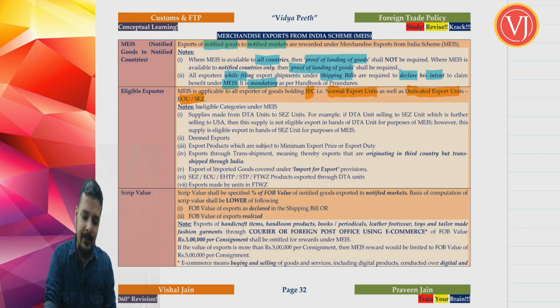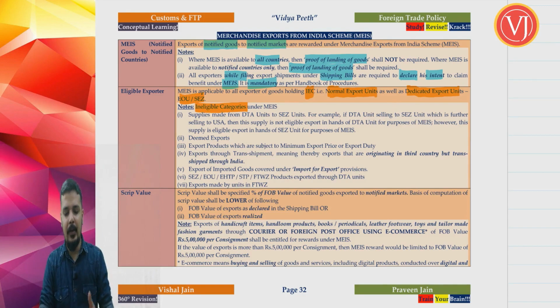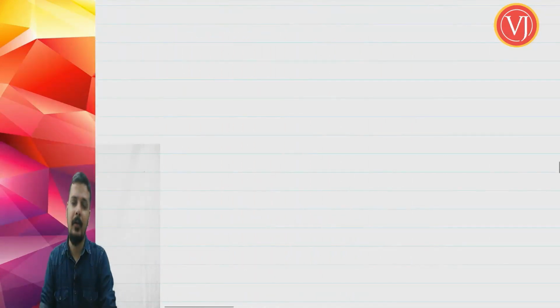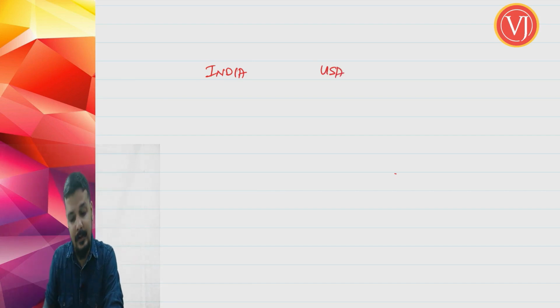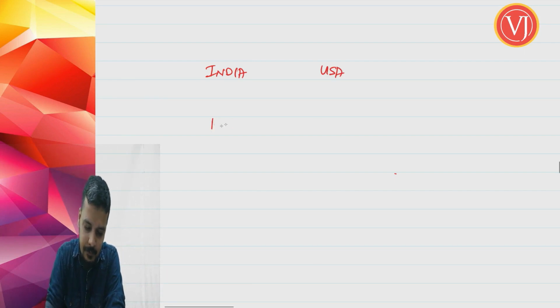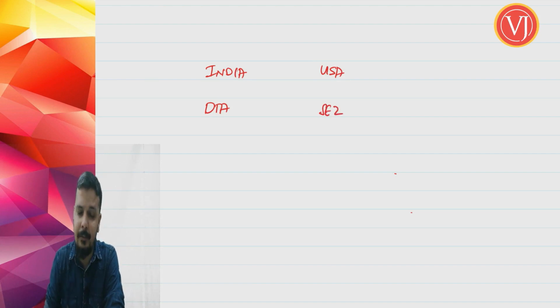Now, certain ineligible categories are there. Now, to make you understand these ineligible categories, it is a very simple way to make you understand that. So, supposing you are talking about India to USA. Are you eligible for MEIS? Yes. You are talking about DTA to... rather, first we'll take SEZ. Are you eligible for MEIS script? Next, you are talking about DTA to EOU.